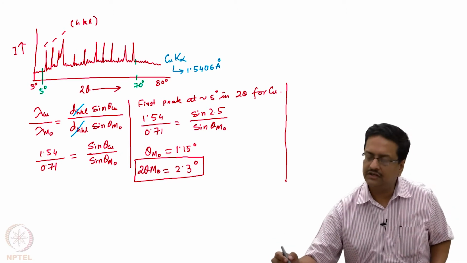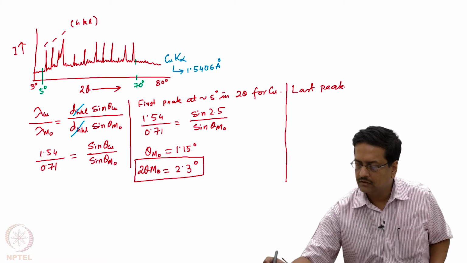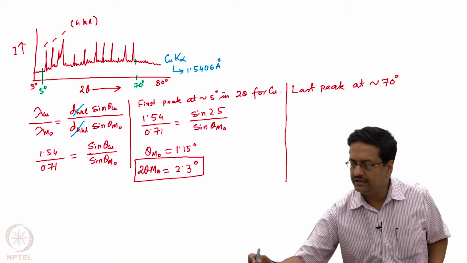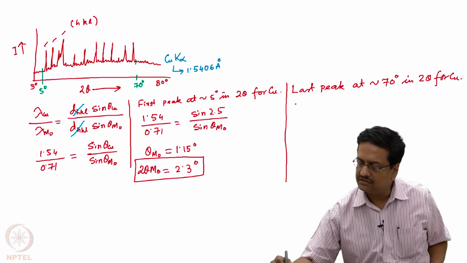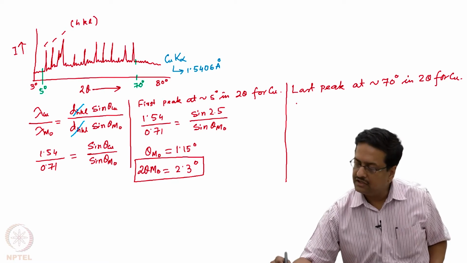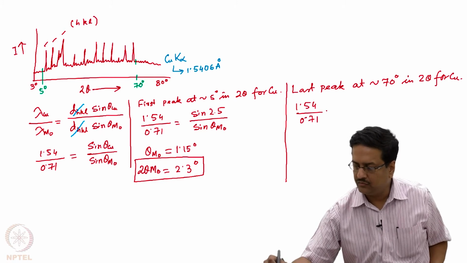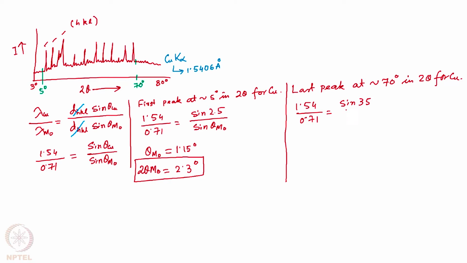Similarly, the last peak for copper K alpha radiation is at about 70 degree in 2 theta. Now again we apply the same method at this last peak. So 1.54 divided by 0.71 equals sin 35 by sin theta Mo, and if we solve for theta Mo, we would get theta Mo as 15.33 degree, that is, 2 theta Mo as 30.66 degree.